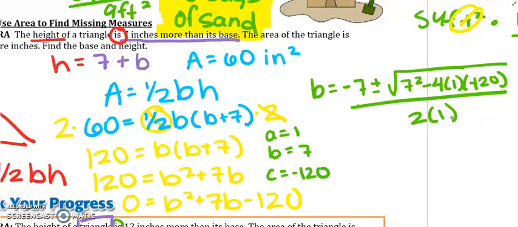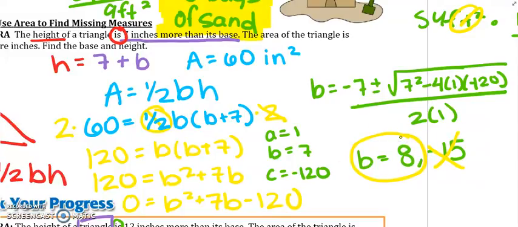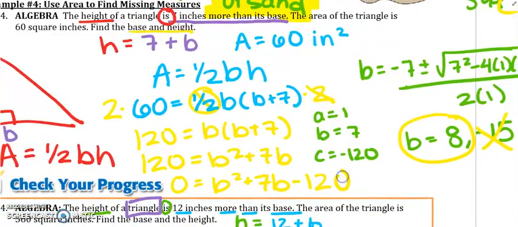So I type this on my calculator, we're going to use the plus, and we get 8. The minus, we get negative 15. Can we have a height of negative 15? No, so we know 8 is our option, but that's not what it asks for. It doesn't ask for base, it asks for base and height, so please make sure you answer the question.